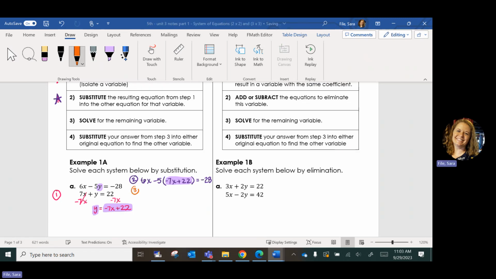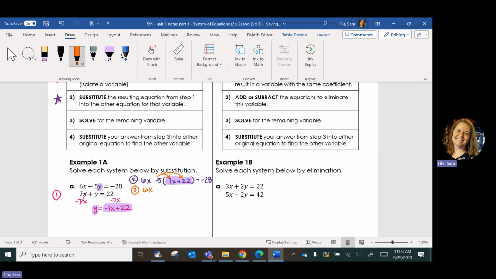So now step 3 is going to be to solve this for x, because I got rid of the y. It's all x's and constants now. So to solve this, I first need to get rid of the parentheses by distributing this negative 5. I've got to distribute it to both the negative 7x and the positive 22. So I've still got the 6x in front.